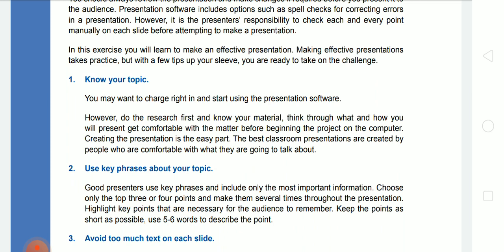Know your topic. You may want to charge right in and start using the presentation software. But basically the first thing is that you should know your topic. Let's say you're talking about the evolution of computers, from supercomputers to first generation, second generation, third, fourth, fifth, sixth. You should know about the topic you're talking about. What were the types of first generation computers, what were the advantages, disadvantages, what were the names of the first generation computers, what were the basic principles on which they were built, and then the second generation, third and fourth and fifth and sixth and so on.